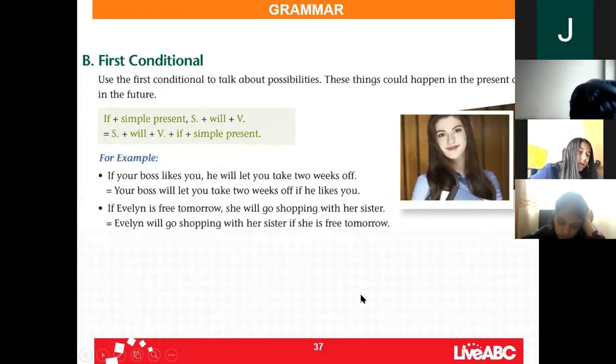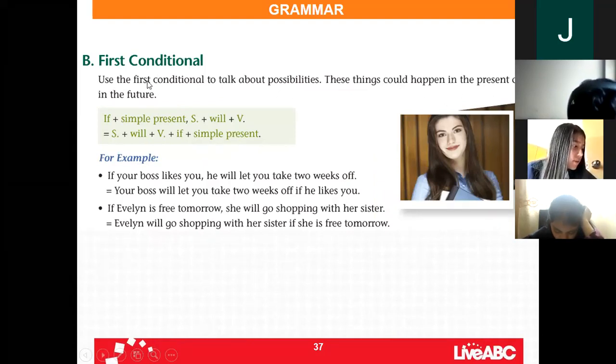Now, the first conditional. Tatiana Bonilla, please read the definition. Use the first conditional to talk about possibilities. These things could happen in the present or in the future.